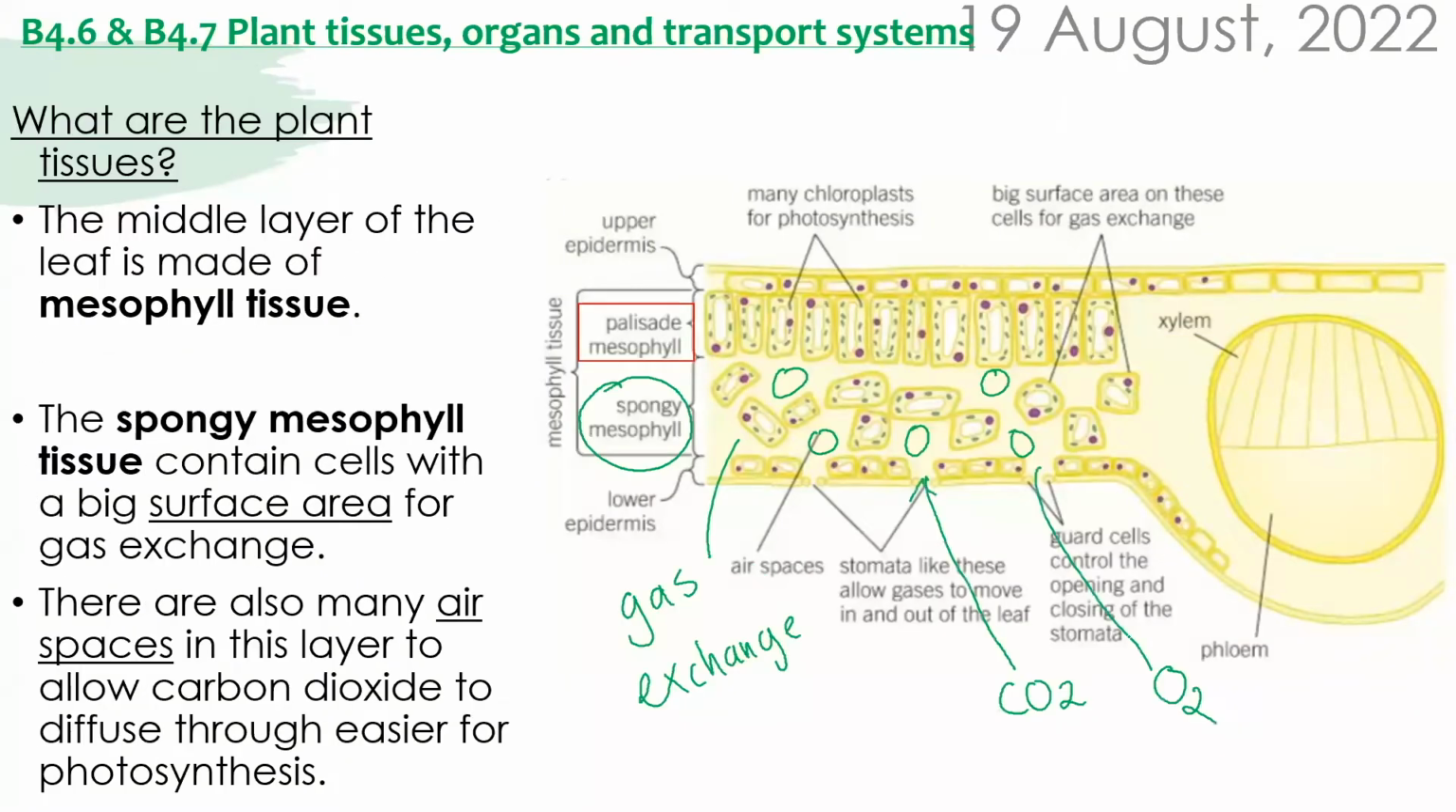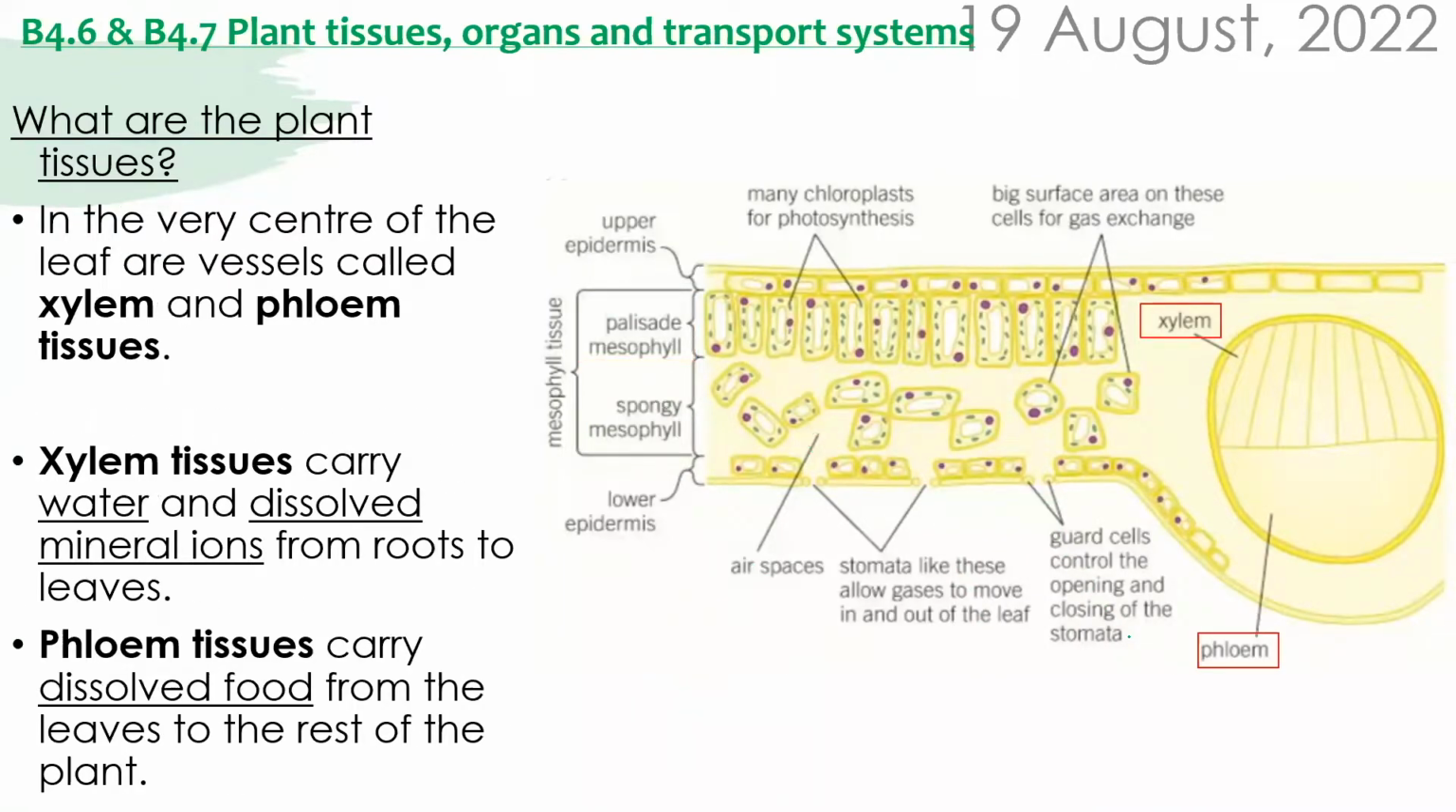Right, I'm going to talk a little bit about the next bit. We'll talk about the xylem and the phloem, and a little bit about stomata. So stomata are holes in the leaf. They are the holes that allow gases in and out. Guard cells, you can see here, are the actual cells which control the opening and closing of stomata.